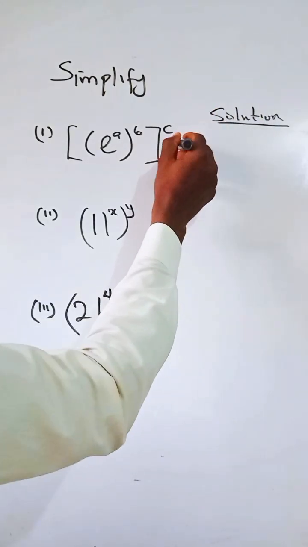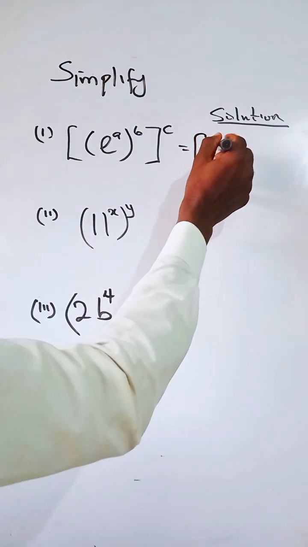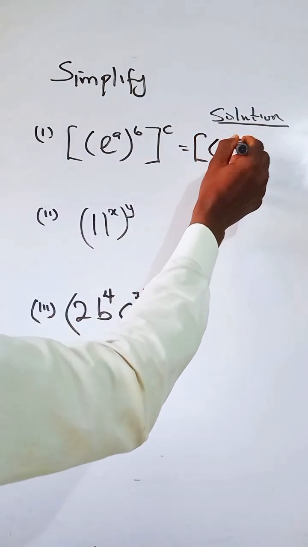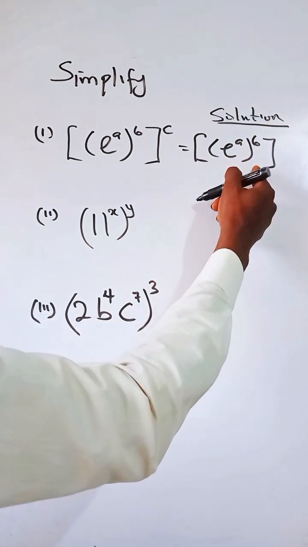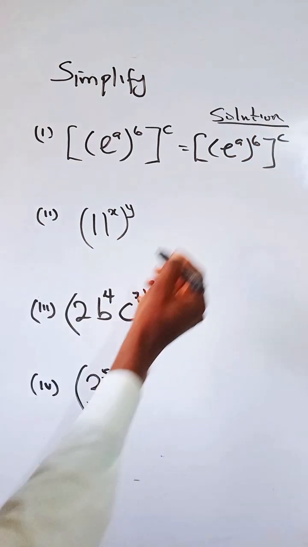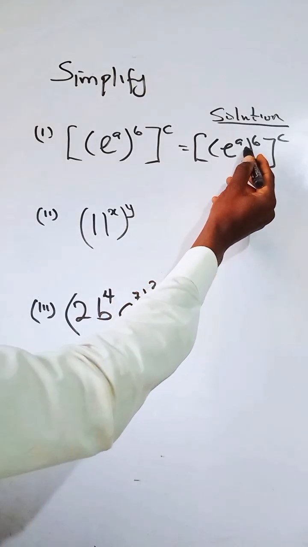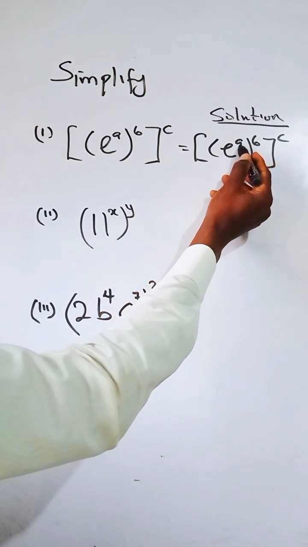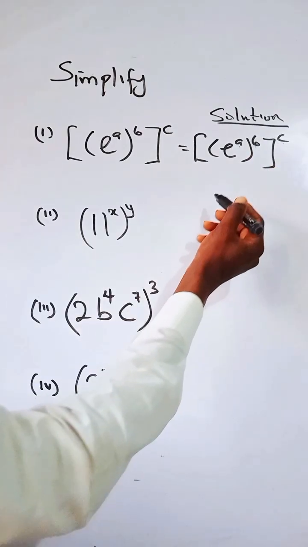So we have this as a square bracket. Within we have e raised to power a, raised to power 6. We have an enclosed square bracket as well, raised to power c. So when we look at this, we have three powers: a power within, another power, and an external power as well. So what do we do?